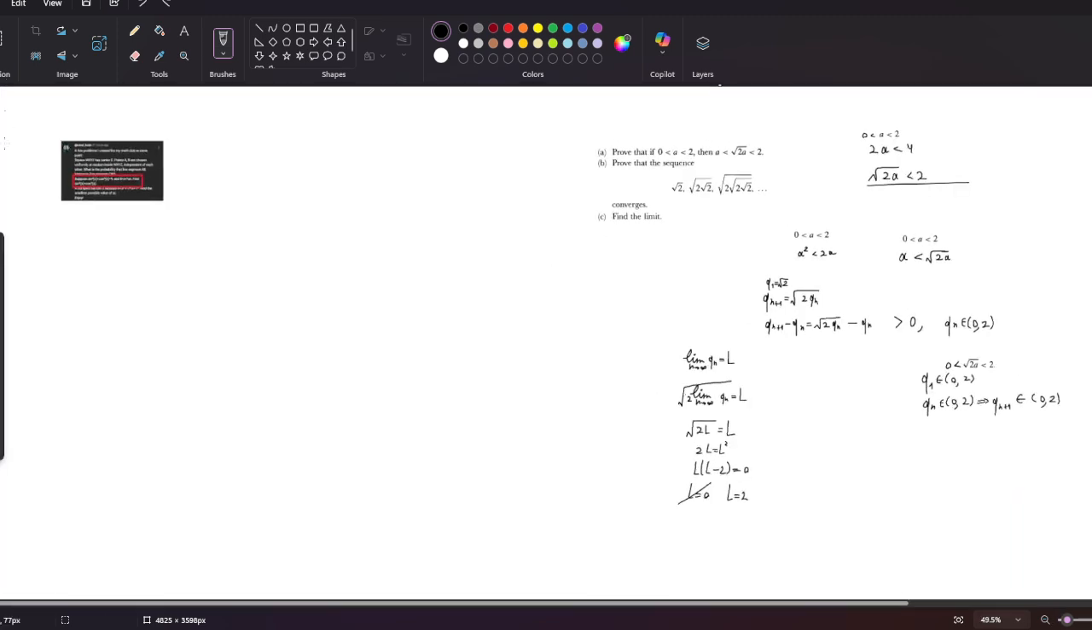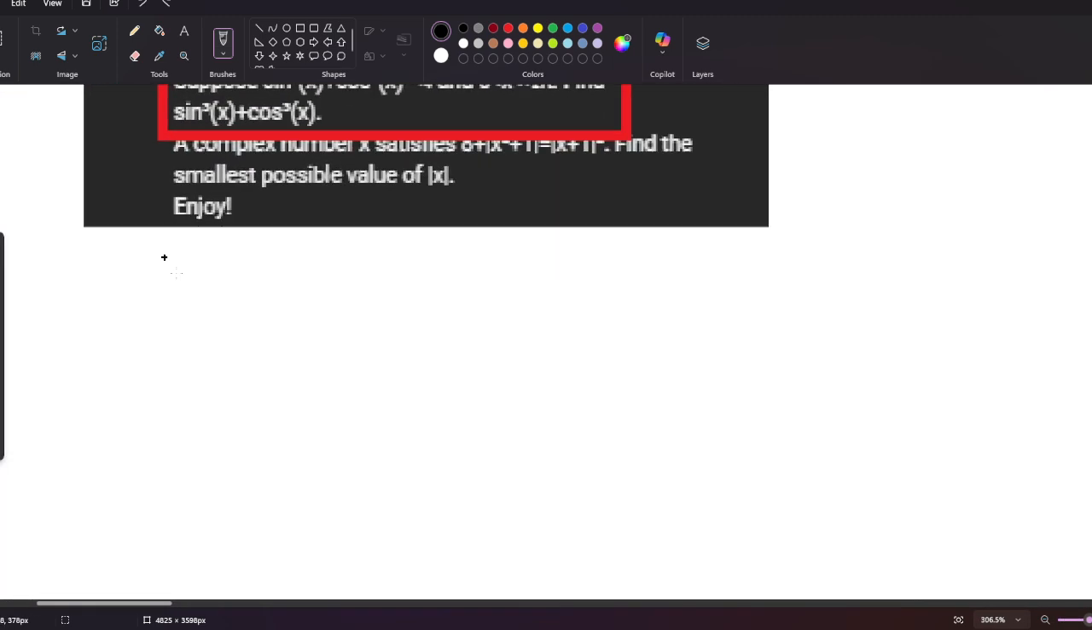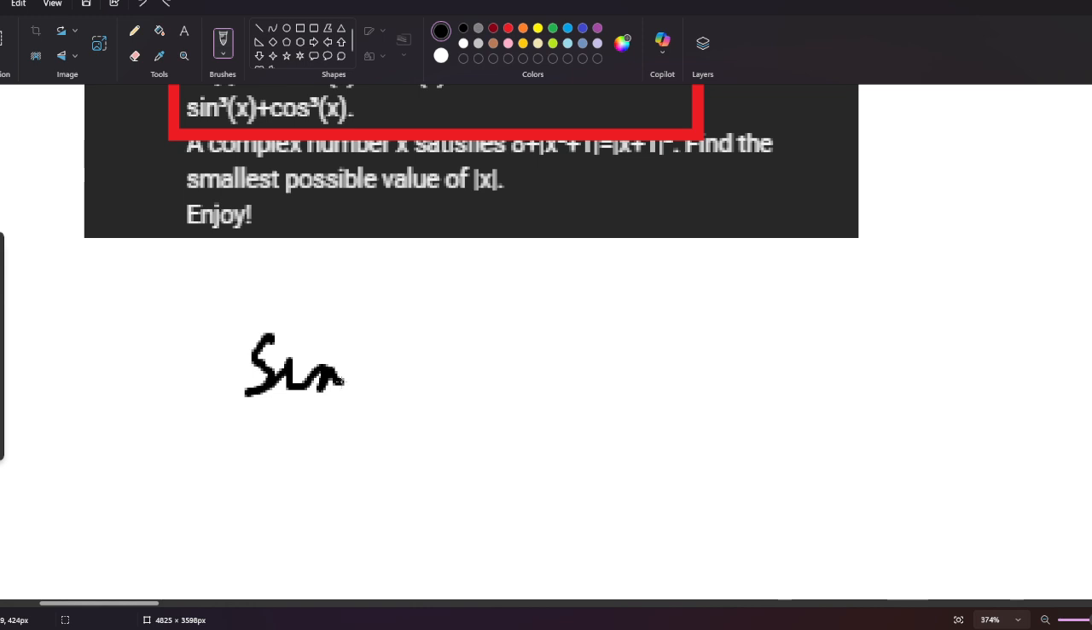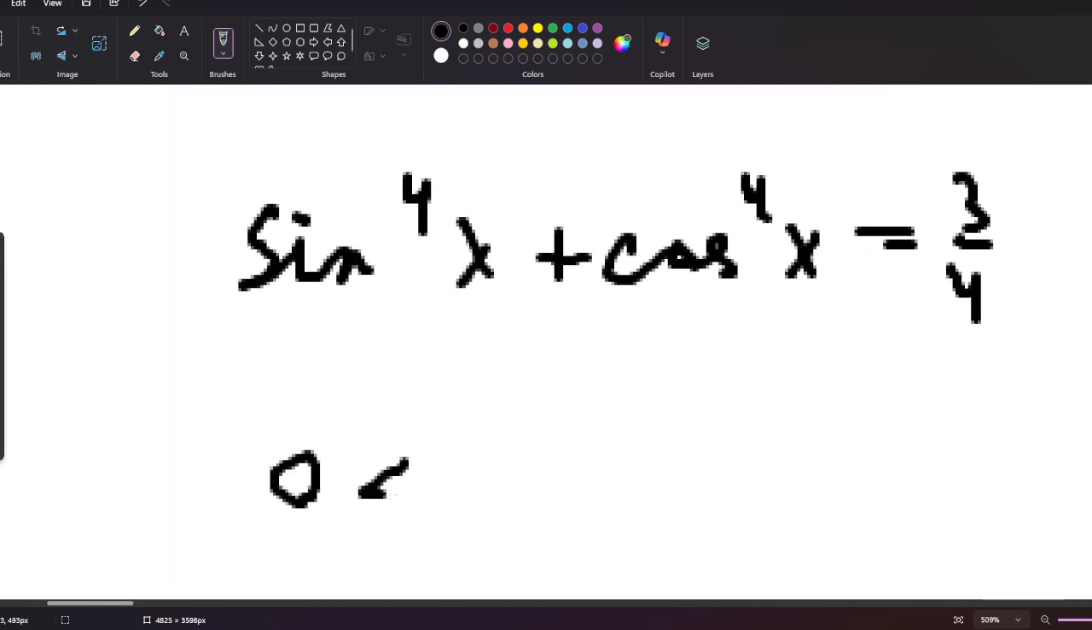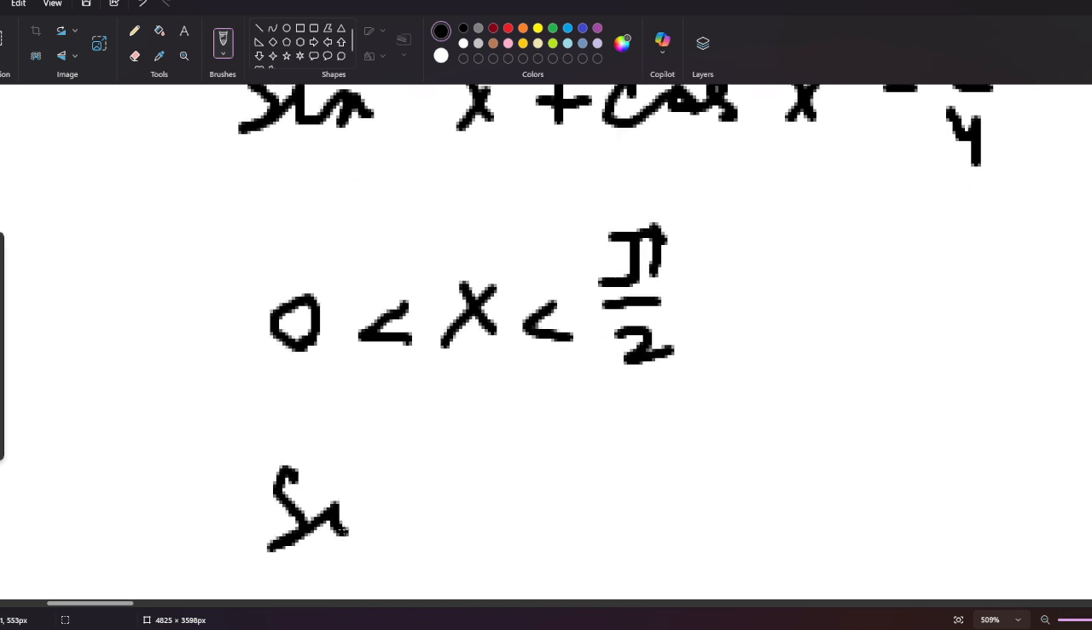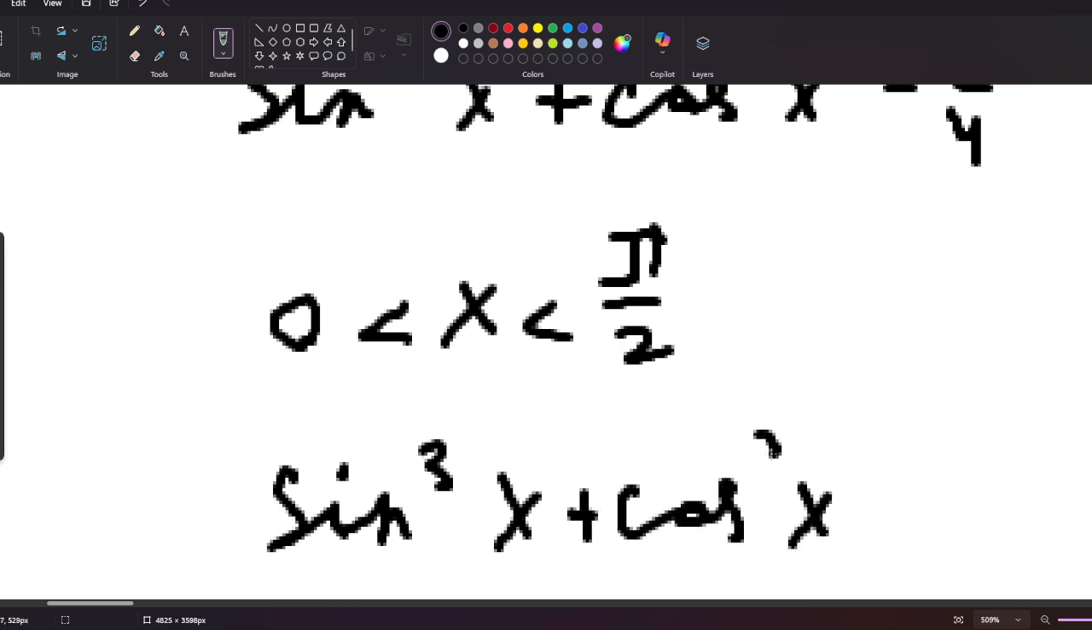Now, the problem from the subscriber that I have chosen, we're given that sine of x to the 4th power plus cosine of x to the 4th power equals 3 over 4. x lies between 0 and pi over 2. And we need to find the sum of cubes of sine x and cosine x.